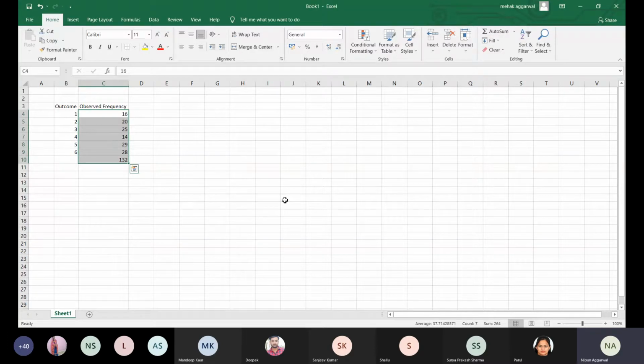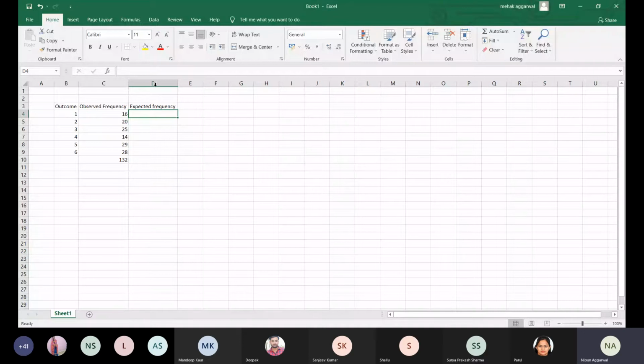This is the distribution of the observed frequency given to you: if I throw a dice 132 times, then 16 times 1 came, 20 times 2 came, 25 times 3 came, and so on. So that is the observed frequency. Now you have to calculate the expected frequency. What is the expected frequency for 1, 2, 3, 4, 5, 6?